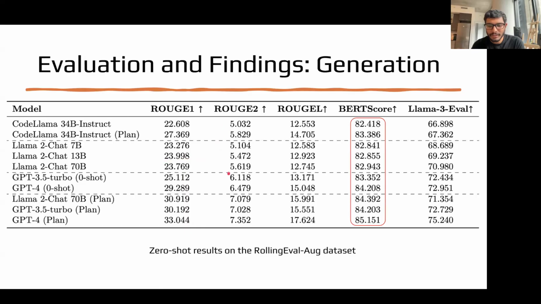These scores are super low, and it's very tough to make sense of them. Do they really reflect the quality of the summary or not? Because these are just n-gram based approaches, so they don't look into the semantic meaning of the generated text. That's why we opted to use something like this, Llama 3 eval.